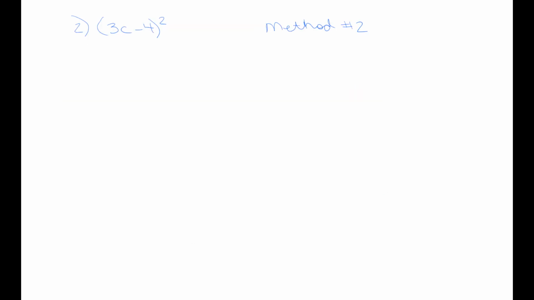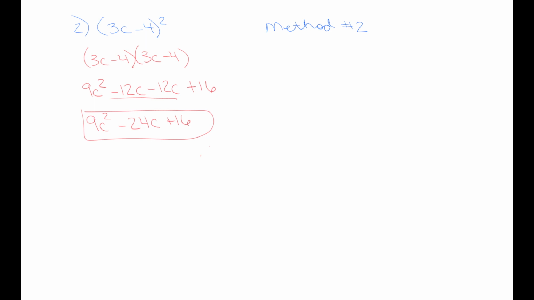I'm going to do the same thing over again, this time with 3c minus 4 squared. Since I've taught you how to multiply polynomials in a previous section, I'm going to do this first way a little faster. So 3c times 3c would be 9c squared. I'm just distributing. 3c times negative 4 is negative 12c. Negative 4 times 3c is negative 12c. And negative 4 times negative 4 is a positive 16. Again, I'm just using the distributive property. So I combine like terms and I get 9c squared minus 24c plus 16. So that is the way that y'all are used to me doing it.